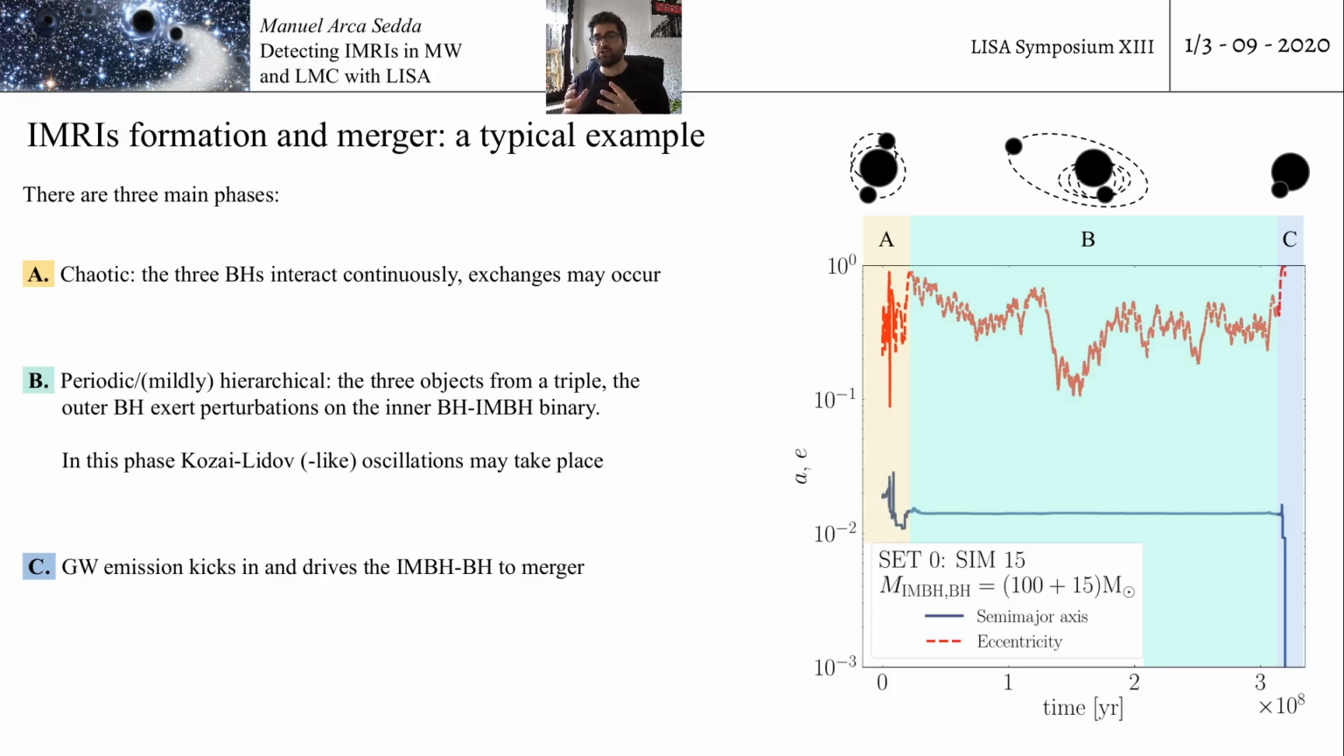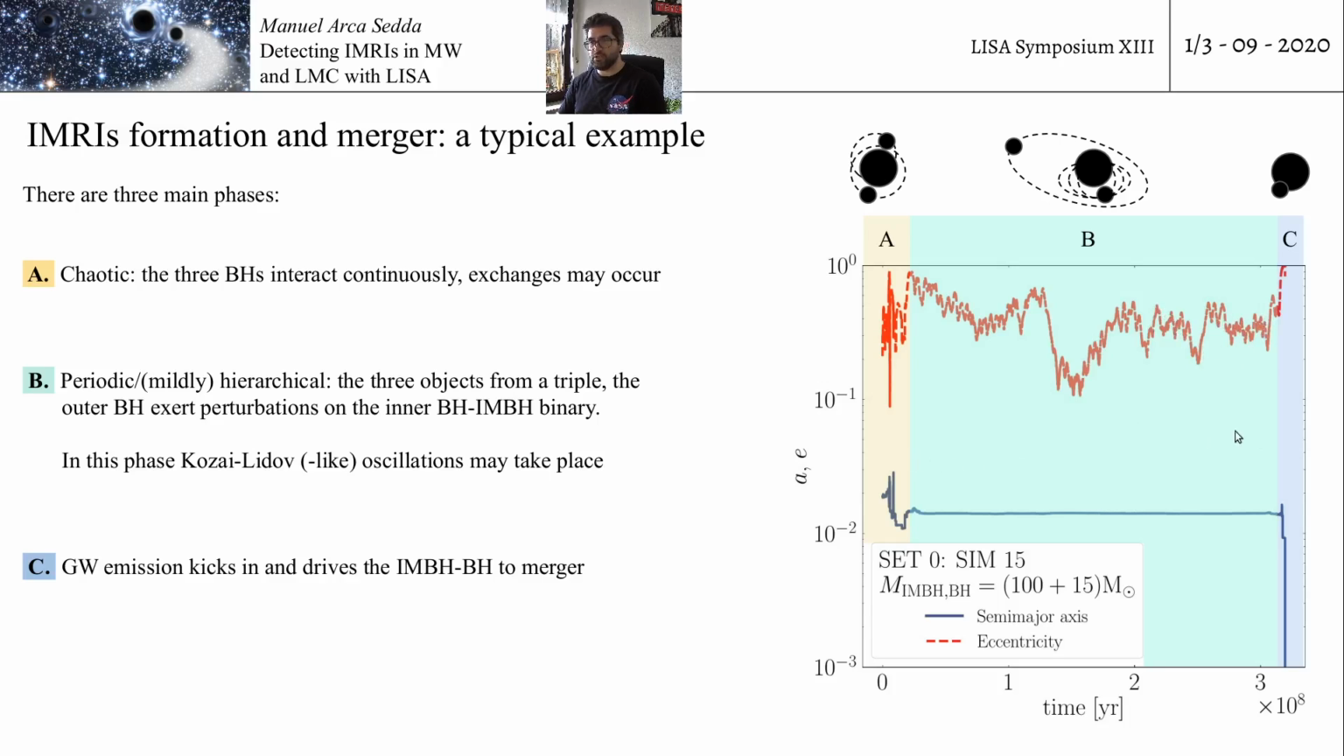In this phase, it's very difficult to say who is who, because the two black holes exchange continuously with the IMBH. And then one of the black holes is pushed onto a wider orbit and starts exerting some kind of secular and periodic perturbation onto the innermost binary that in fact results in a weird evolution of the eccentricity of the binary, as you can see here.